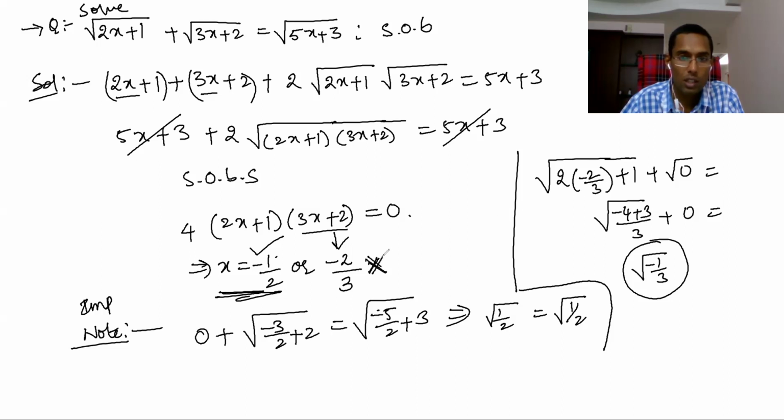So this root is rejected. Sometimes you get this kind of rejected root because of the square root of a negative number. Therefore, you should understand that here only one root is there, only one solution. What is the solution? x equal to minus 1 by 2 is the only solution. So this is another model. Okay.